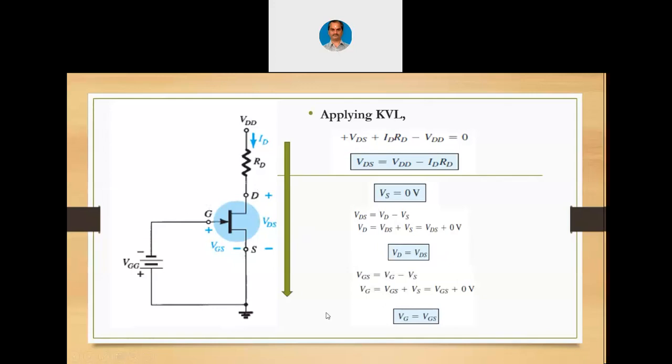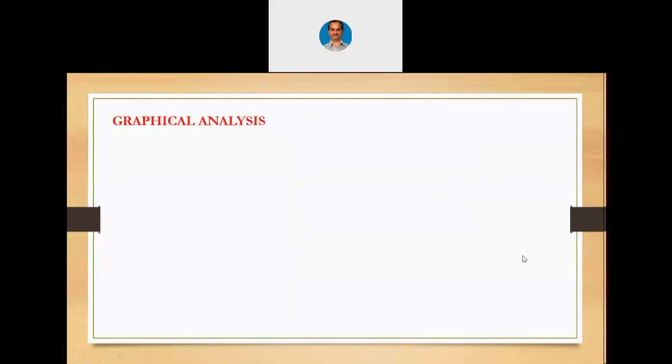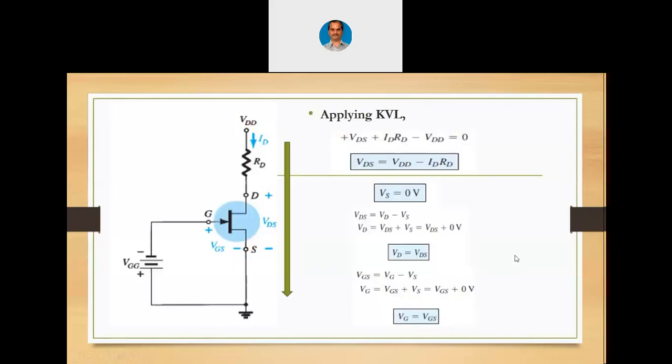So VGS is again VG minus VS. VG is VGS plus VS based on the upper expression. But again VS is 0, so VG is VGS itself. The gate voltage is the gate to source voltage itself. That was the mathematical analysis. Till now whatever we did was the mathematical analysis of the fixed bias, which is quite easy.